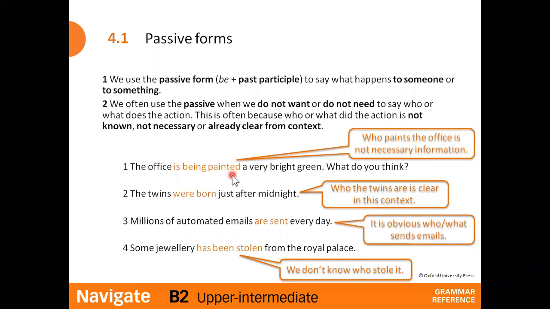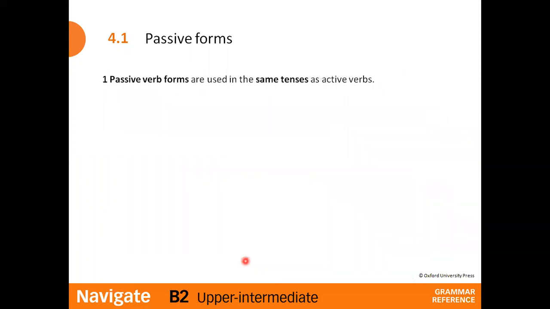You add ed to paint because paint is a regular verb, and were born. Born is an irregular verb. Here you can see the past participle form of bear, and send is sent here, and it's present simple. Has been stolen. This is present perfect simple, and stolen is the past participle of steal. I hope this page is understandable. Let me move to the next.